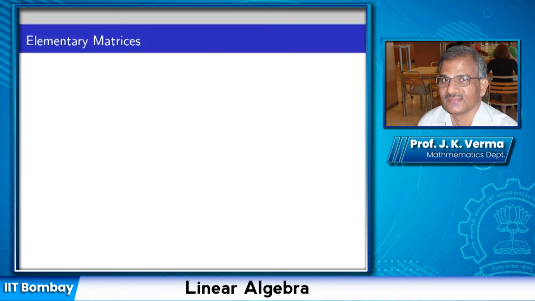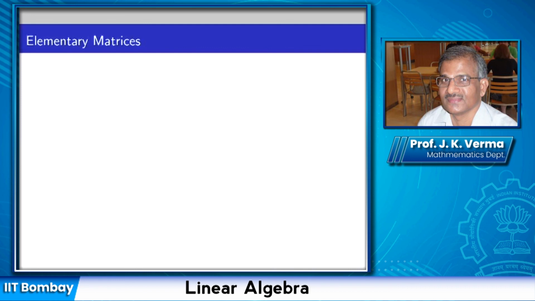So I want to give you some simple examples of invertible matrices. These are called elementary matrices, and we will see that all invertible matrices are composed of elementary matrices, in the sense that any invertible matrix is a product of finitely many elementary matrices. This is an if and only if criterion. It's a necessary and sufficient condition that a matrix is invertible if and only if it is a product of elementary matrices. So in this sense, elementary matrices are building blocks of all invertible matrices. That's what we want to understand now.